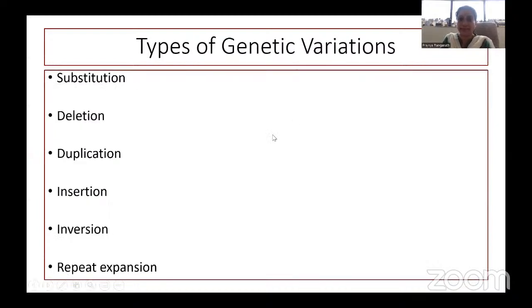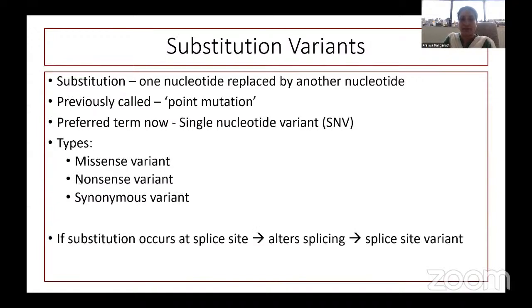So these are the different types of genetic variations that can occur: substitutions, deletions, duplications, insertions, inversions, and repeat expansions. Substitution is nothing but one nucleotide being replaced by another nucleotide. These were previously called point mutations, but the preferred terminology now is single nucleotide variant. There are different kinds of SNVs. You can have missense variants, nonsense variants, synonymous variants.